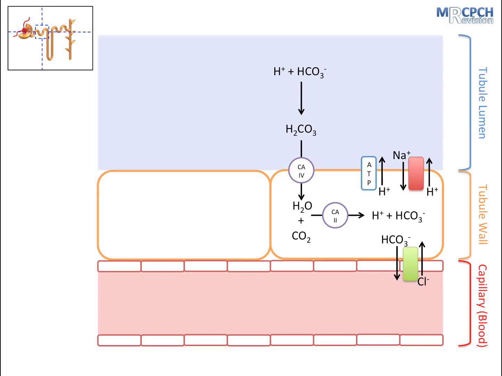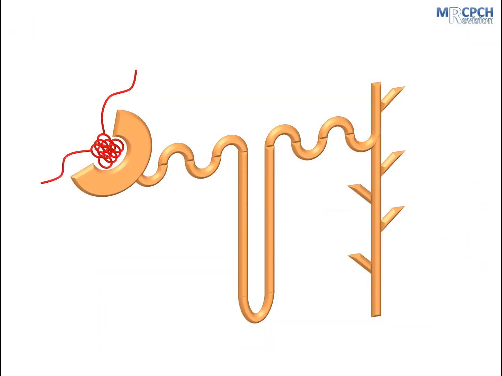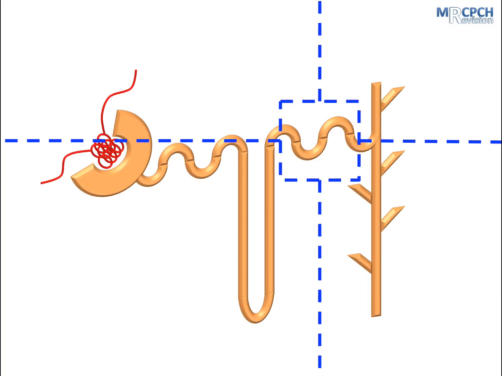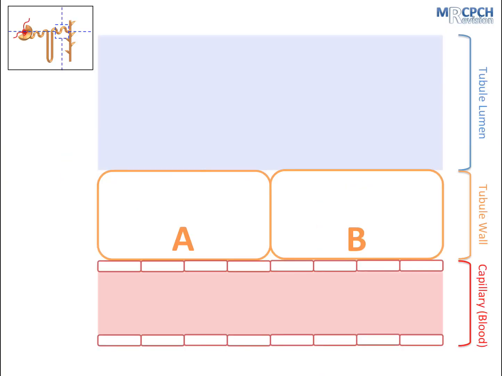So the proximal convoluted tubule accounts for roughly 70 to 80% of the reabsorption of bicarbonate back into the circulation. So we'll now turn our attention to the distal convoluted tubule and the collecting duct system. So here we have two types of cell. These are called intercalated cells, and there is a type A or alpha cell and a type B or beta cell.